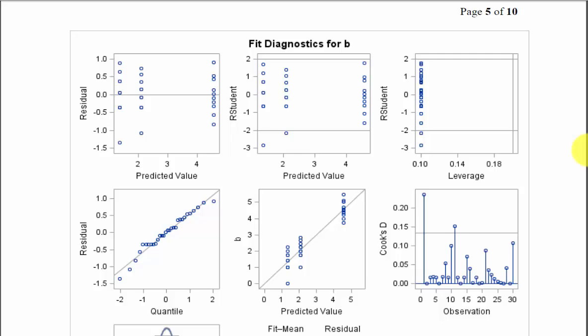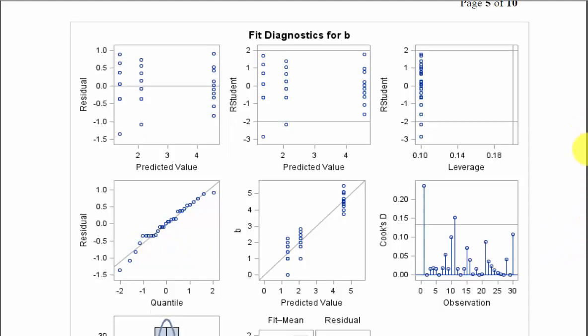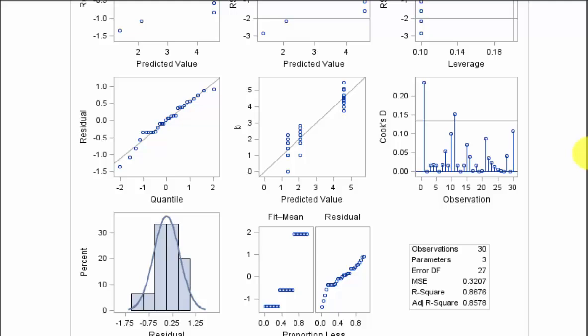Fit statistics for B, we can see here similar ranges in the residuals vertically. We have data indicated here that are approximately normal. We've got a little bit of a hitch in that normality right here, but not bad. And then our histogram of the residuals over here on the lower right.